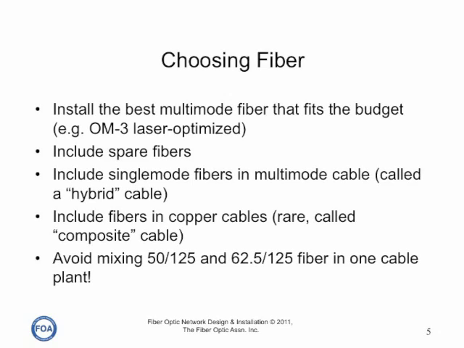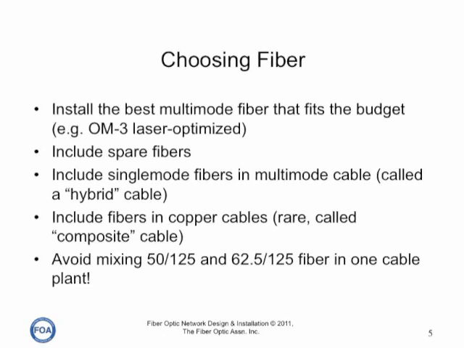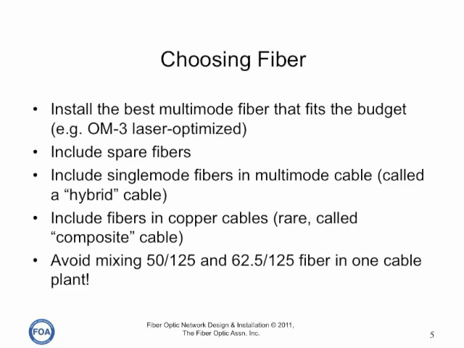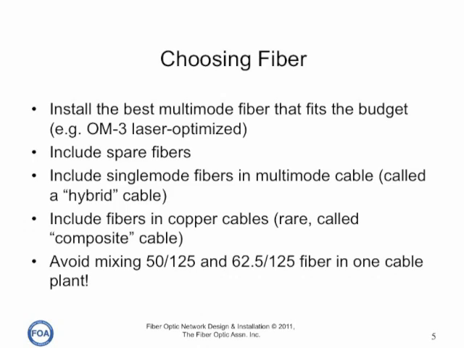We call it a hybrid cable. We sometimes include fibers and copper conductors in the same cable. We call those a composite cable, and we can use them, for example, to bring power to a remote antenna, but the signal goes out on fiber. One of the things we try to do is avoid mixing incompatible fibers, like 50/125 and 62.5/125 in one cable plant.